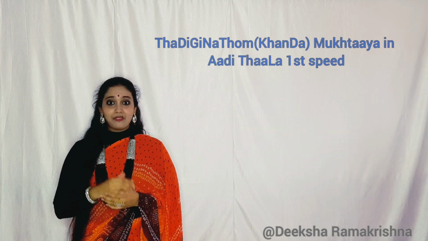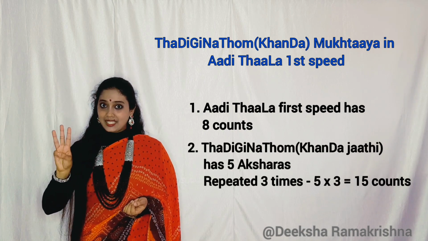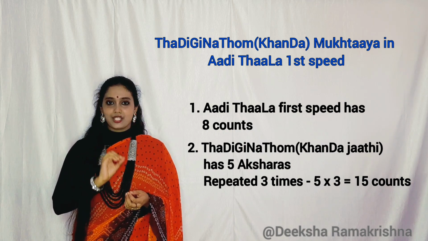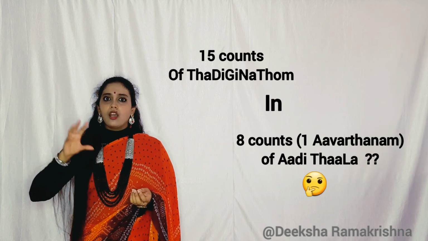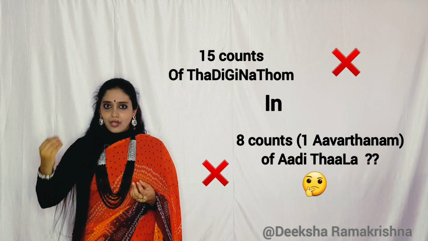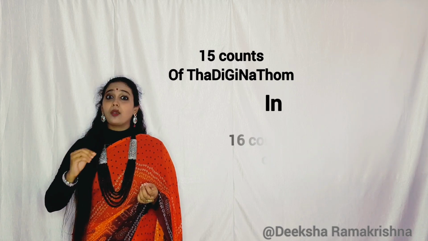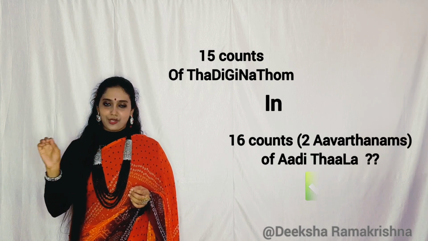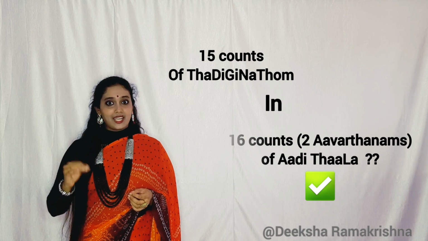So in Aadi ThaaLa first speed we have 8 counts, right? But Thadiginathom muktaya, we know that we have to repeat it 3 times, which will become 5 into 3 and that is 15 counts in total. But can we include 15 counts of Thadiginathom in 8 counts of Aadi ThaaLa? So it's not possible, right? We need one more extra avartana of Aadi ThaaLa to include those 15 counts. So if we include one more avartana of Aadi ThaaLa, that will become 2 avartanas of Aadi ThaaLa and that is 16 counts. So we will have 15 counts of Thadiginathom and 16 counts of Aadi ThaaLa in total.